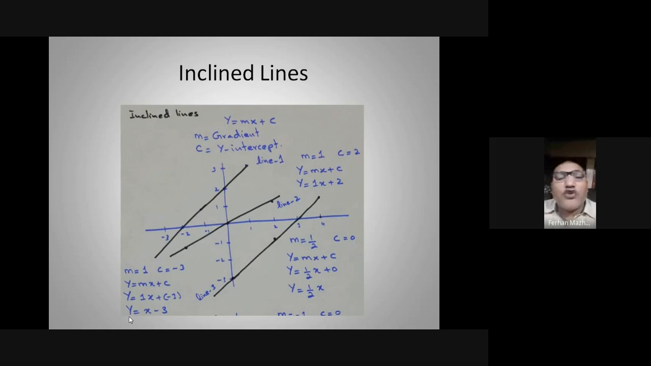So this is how you will find the equation of inclined lines whose gradient is positive, and you know their y-intercept. If you know the gradient and the y-intercept, very easily you can apply this formula, y equals mx plus c, and you can find their equation.